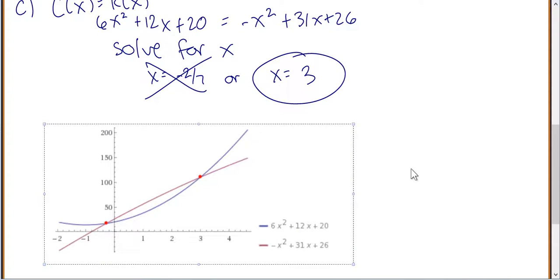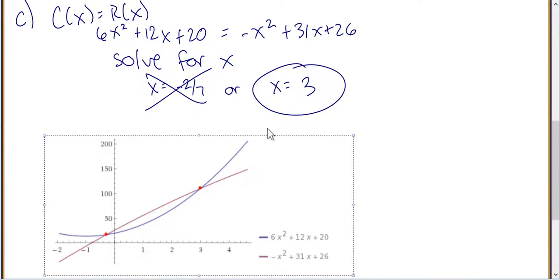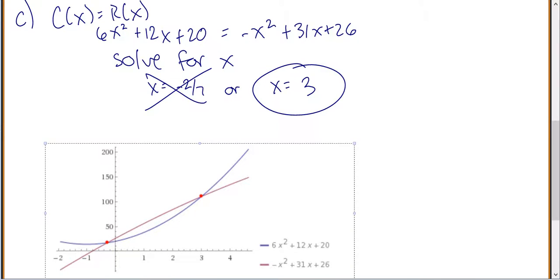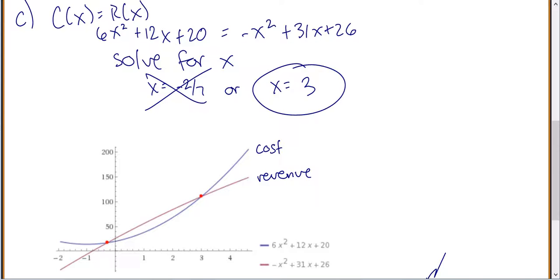Okay, so looking at this specific problem, I've graphed the two functions. So the 6x squared, that is our cost, right? And the negative x squared was our revenue. Okay. So you can see on this one, our revenue is actually higher than cost until we get to x equals 3. So revenue higher, and then after x equals 3, revenue is actually lower.